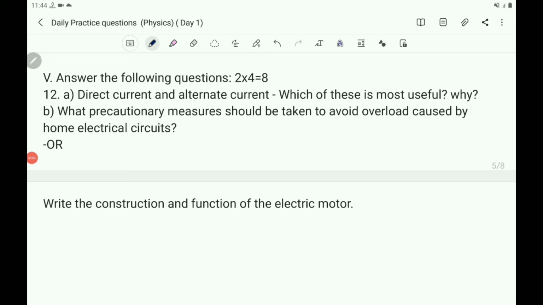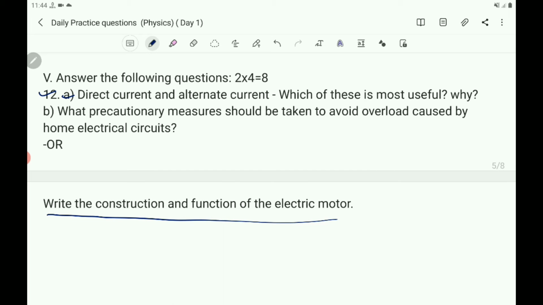Now the fifth main question: answer the following questions. These two questions are there. They are 4 marks questions, 2 questions are there, and total marks is 8. And that is the 12th question. Here A and B sub questions are there, and it is a choice question, and also there is an OR question. So what is that 12th question?